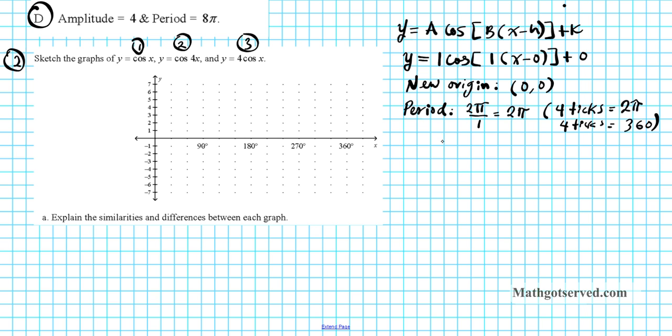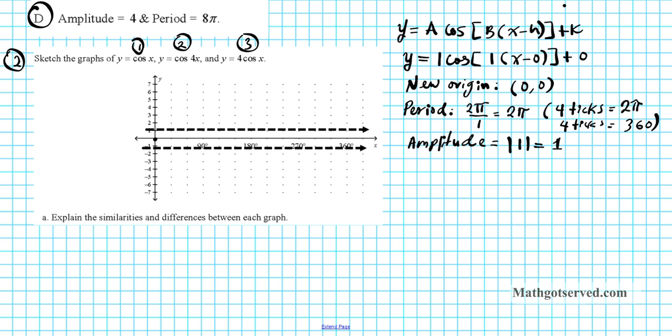Alright, so I think that's enough information to graph this function. Oh yeah, we also need our amplitude. Our amplitude is the absolute value of A, so we're going to be computing the absolute value of 1, which equals 1. Now let's go ahead and graph the function. We are starting from 0, 0, and our amplitude is 1, so let's graph a 1 here. That's how high our function is going to go, and then it's going to go as low as negative 1, like that.